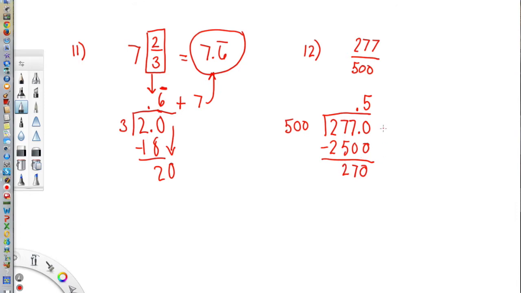They cancel each other out. I bring another 0 down, and 500 will go into 2,700 5 more times. I get 2,500, and when I subtract, I'm going to get a remainder of 200, and then I bring down another 0. I think I'm going to figure this out pretty quickly. 500 goes into 2,000 exactly 4 times.